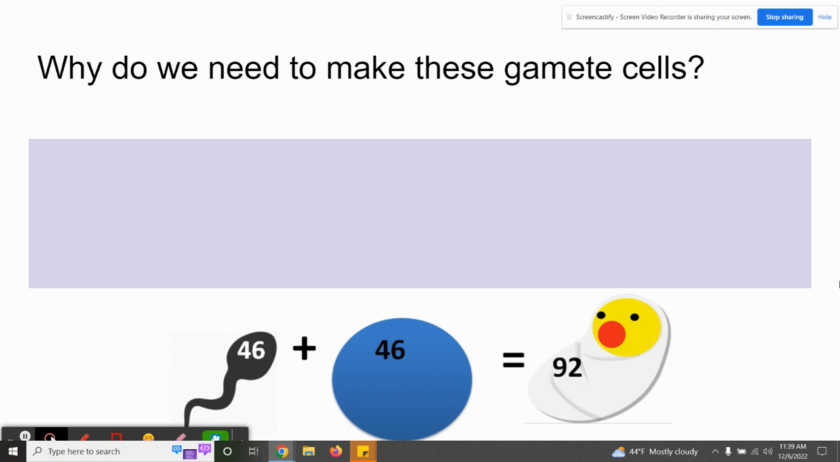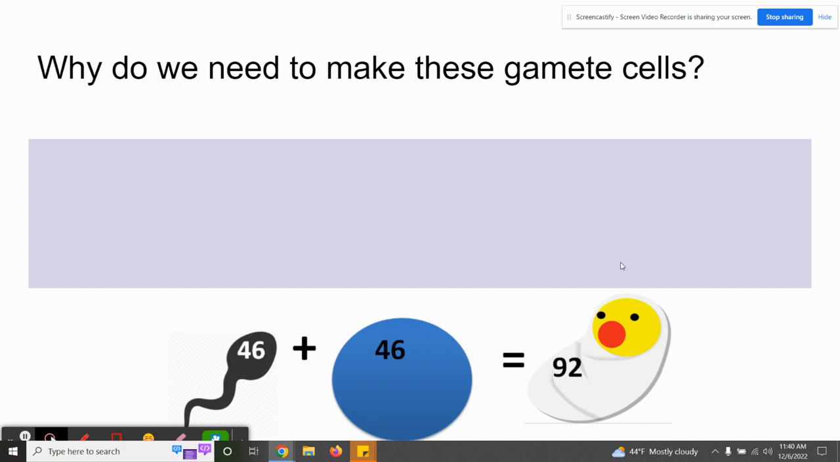So if we did not go through and make these gamete cells, then we would have chromosomes that had 46 chromosomes each. So 46 plus 46 would get us our 92. So if this baby had 92 chromosomes, that's double the amount of chromosomes that they need. And if this baby had babies, then they'd have 4 times as much or even more chromosomes than what they would need. So as organisms kept reproducing, they just keep getting more and more chromosomes.